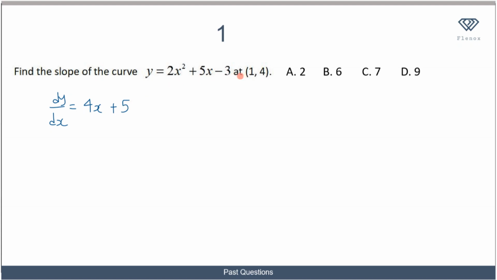Now we are told the position at which they want us to find the slope. The coordinates are (1, 4). So we know that our x value is 1 and our y value is 4. So I can substitute my x value into this expression, since I have it in terms of x. So dy over dx becomes 4 times 1 plus 5, and that becomes 4 plus 5, which gives me 9. So dy over dx, which is the same thing as the slope, is equal to 9 in this case, and that makes D the correct option.